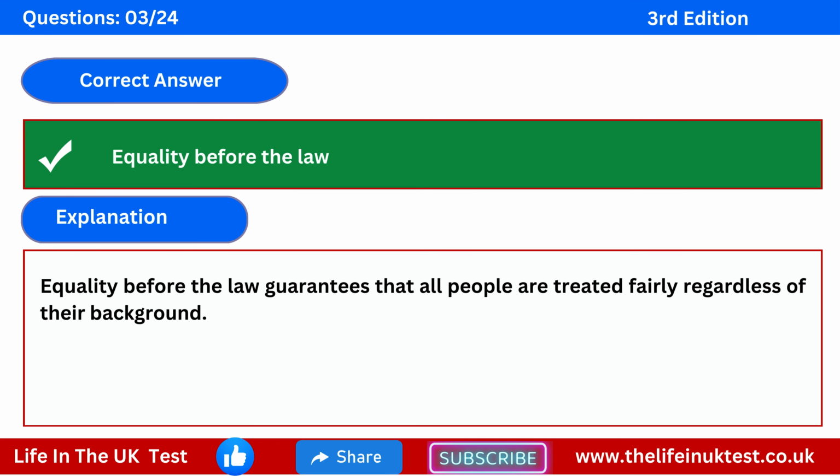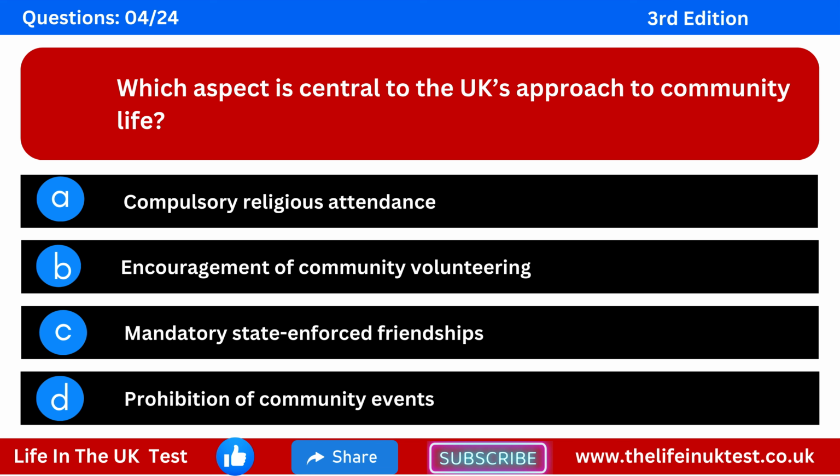The correct answer is equality before the law. Explanation: equality before the law guarantees that all people are treated fairly regardless of their background. Question 4. Which aspect is central to the UK's approach to community life?